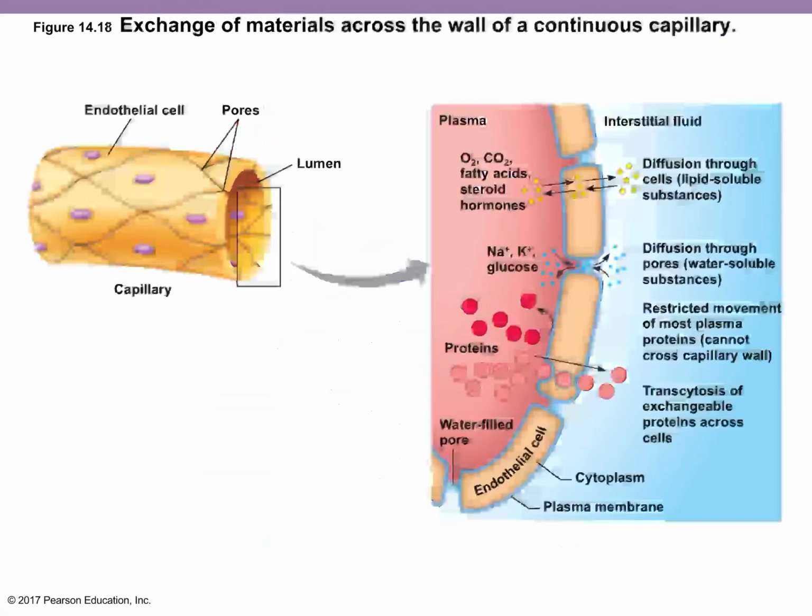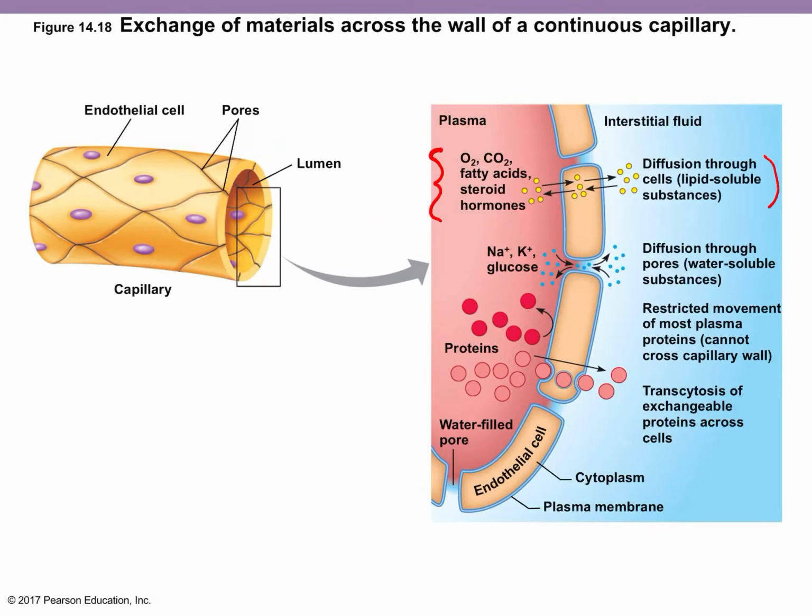All right, so exchange of materials across the wall of capillaries. How substances move across the capillary wall is through diffusion and through transcytosis. Most of it is through diffusion. It's the most common mechanism. If a substance is lipophilic, so it is fat soluble, it can move right through the plasma membrane. So we can see in our picture here, gases, CO2, O2, fatty acids, steroid hormones, those are all lipid soluble and they can diffuse right through the membrane.